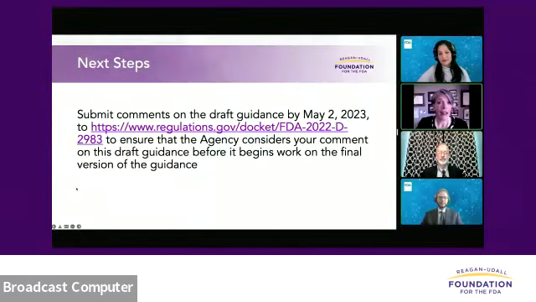I will just put in another note to remind folks to submit comments on the draft guidance. I'll add the deadline of May 2nd, and then we have a note there of how you might do that.